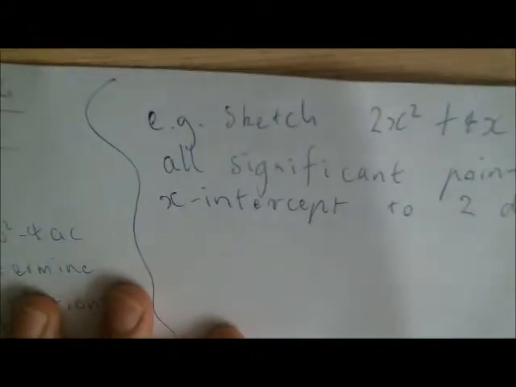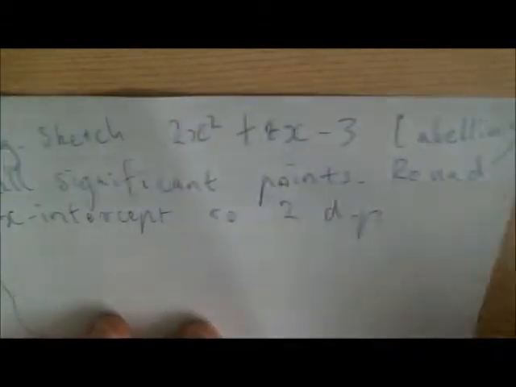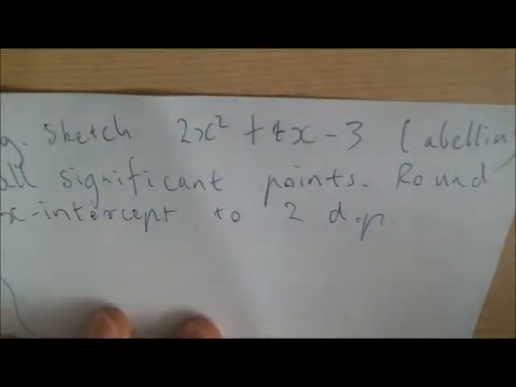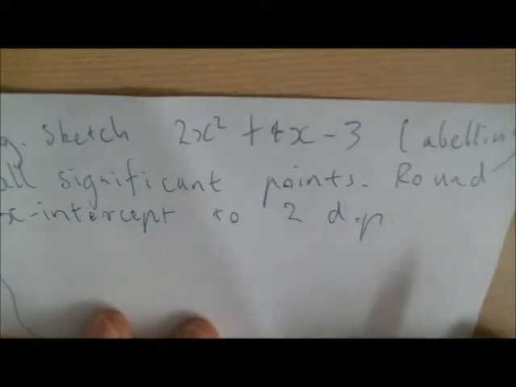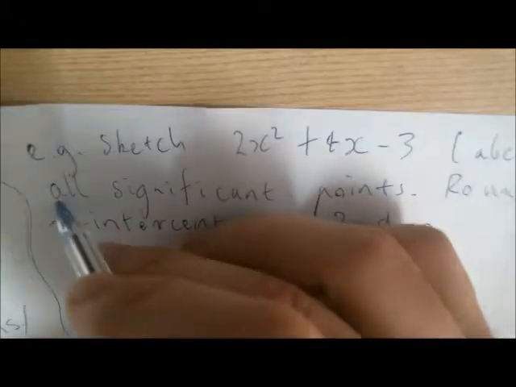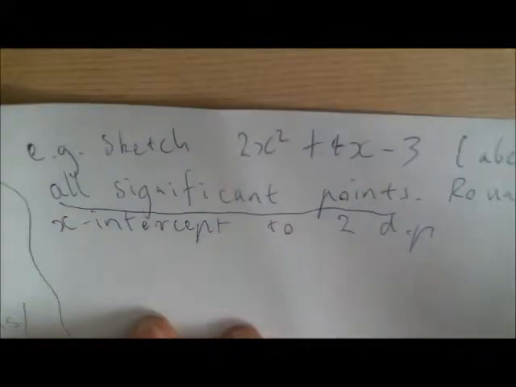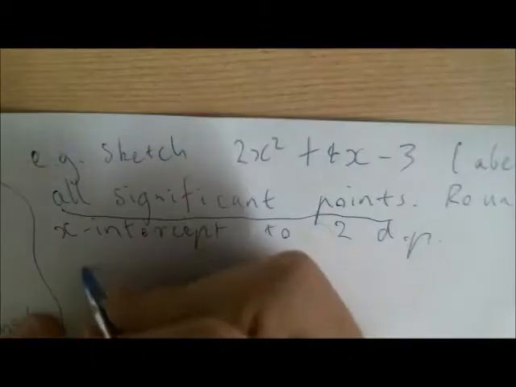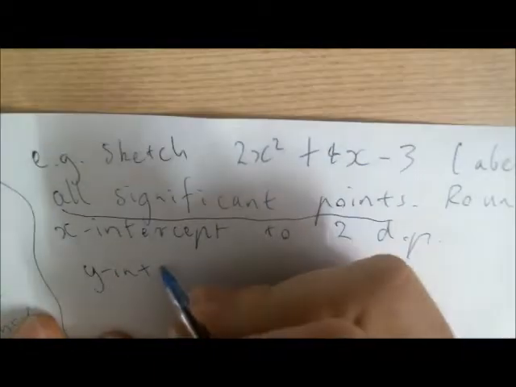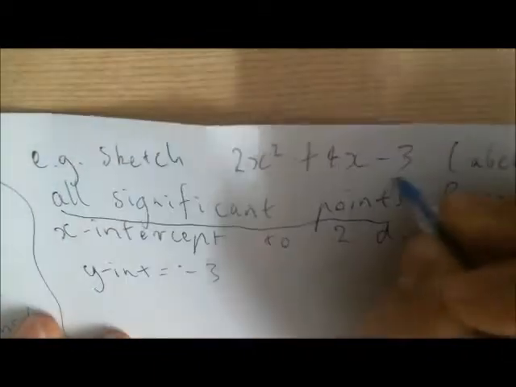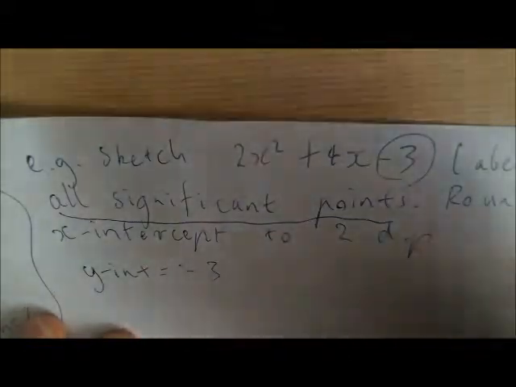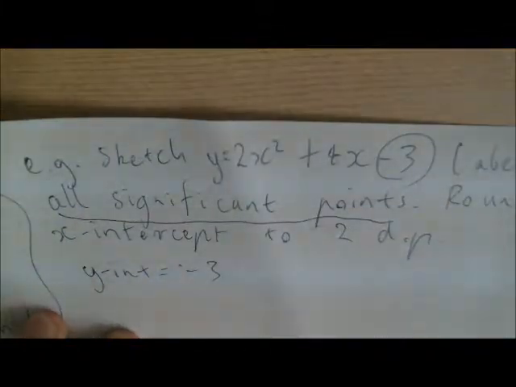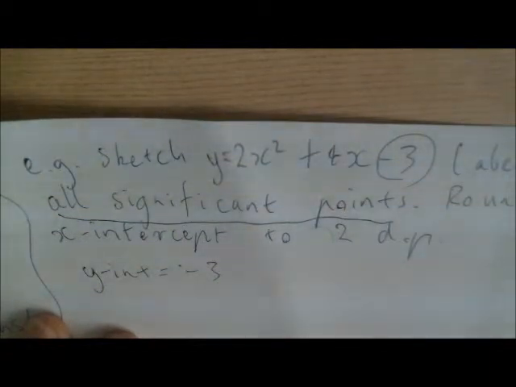Okay, so when we're going about doing this example, we're asked to find all significant points. What that means is your intercepts and your turning point. My y-intercept is at negative 3, so we've got that. There's our first point. Second point is the turning point, which we'll find later.